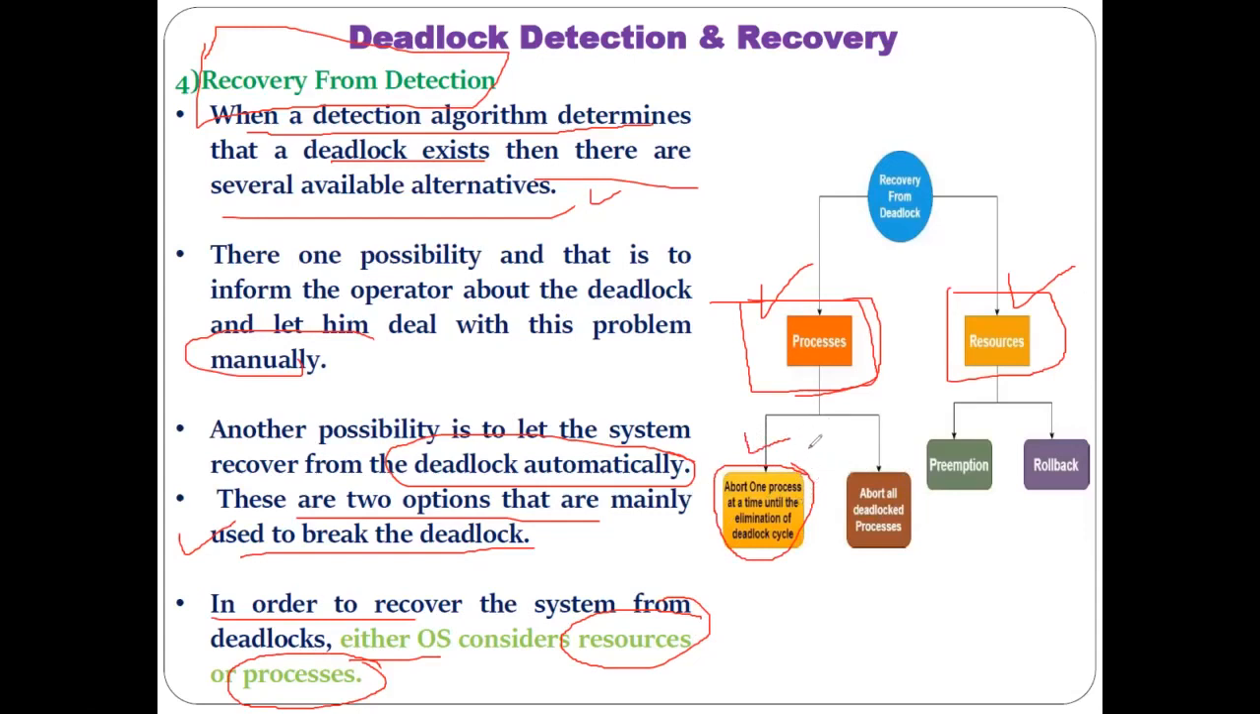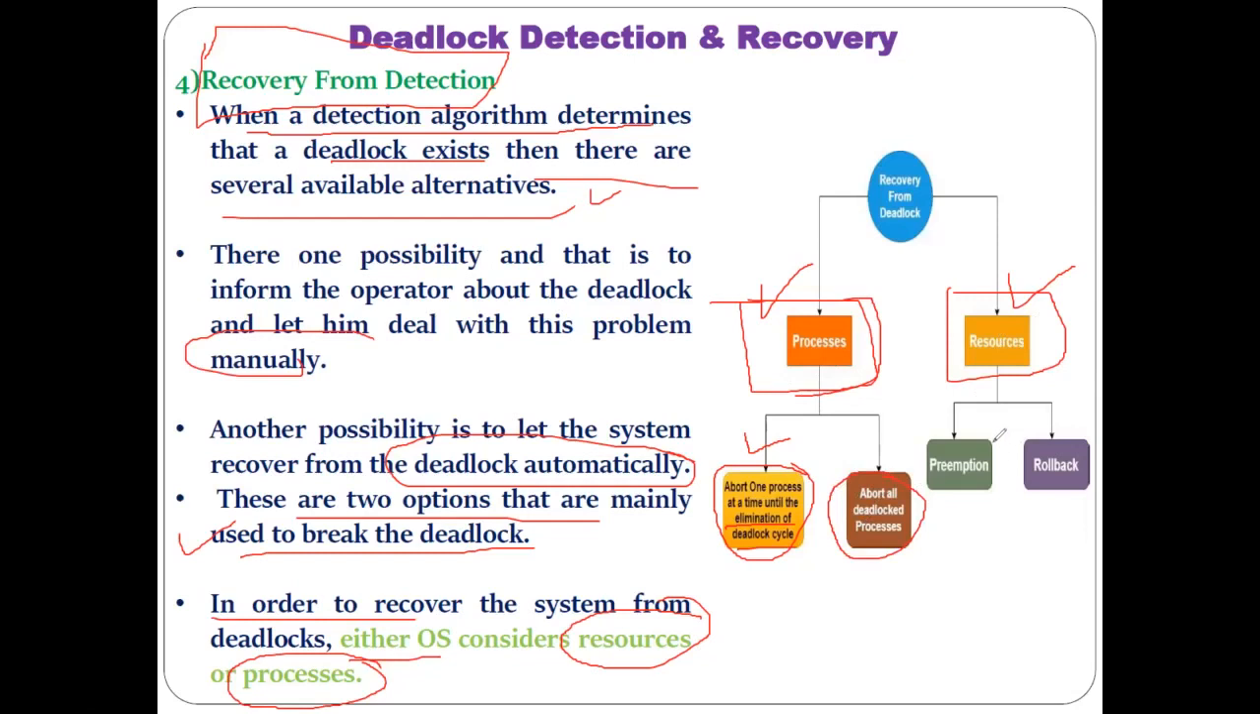First case is what? Killing one process at a time until the deadlock is eliminated. And second approach in the process level is what? Eliminating or aborting all the deadlocked processes. That is the second approach in case of the process level.